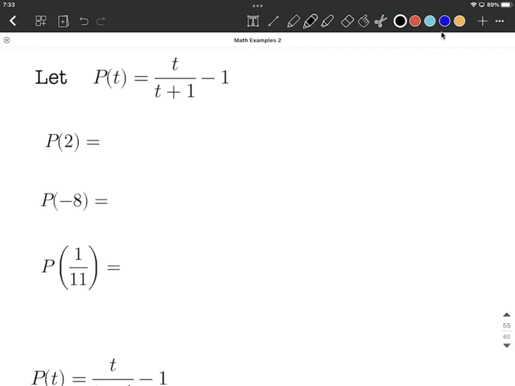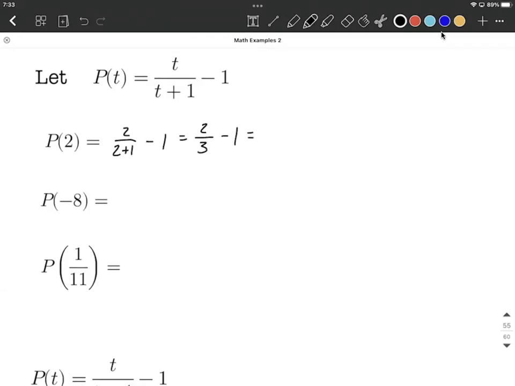What we want to do is, when we're trying to evaluate p of 2, we're going to replace each of the t's in our problem with 2's. So that'll give us 2 over 2 plus 1, and then that -1 comes along. First operation we're going to do next is the 2 plus 1 in our denominator to give us a 3. So 2/3 minus 1.